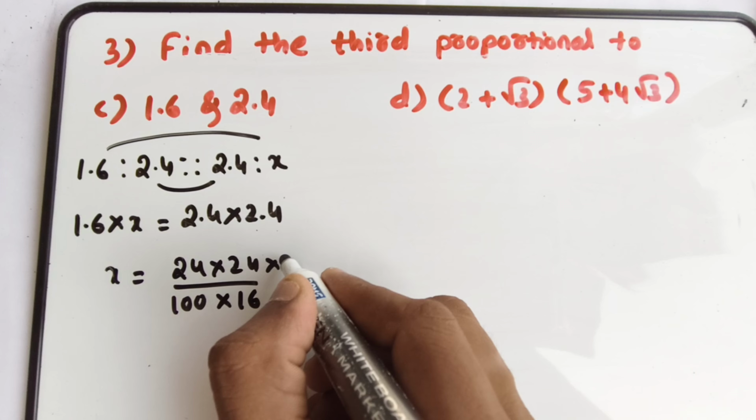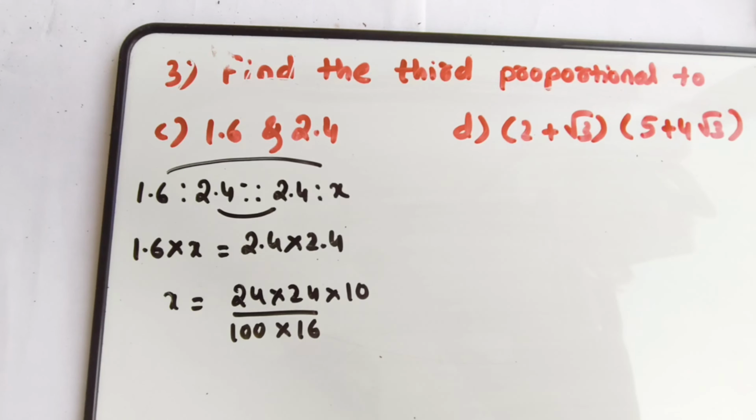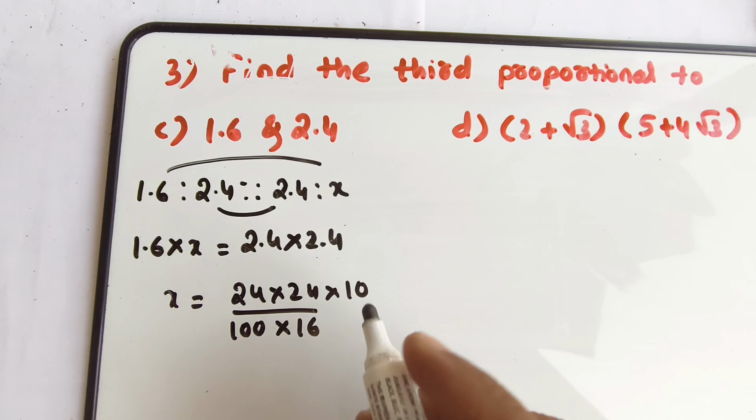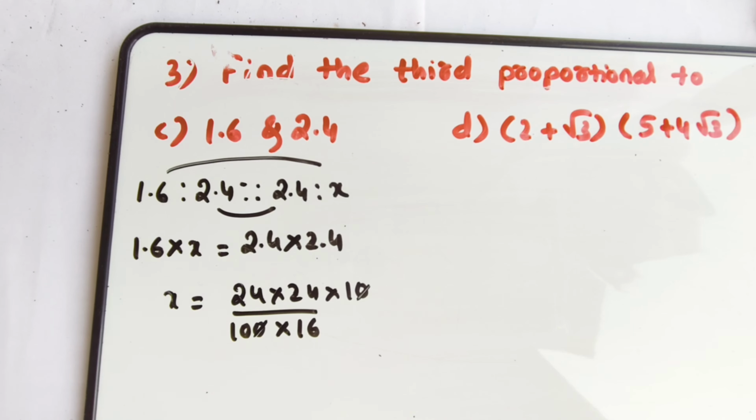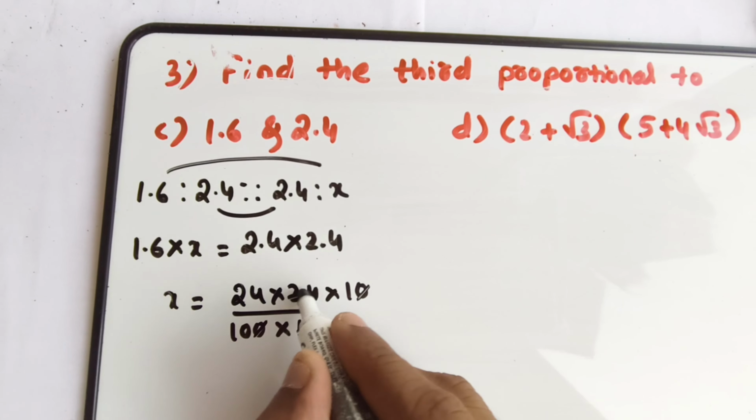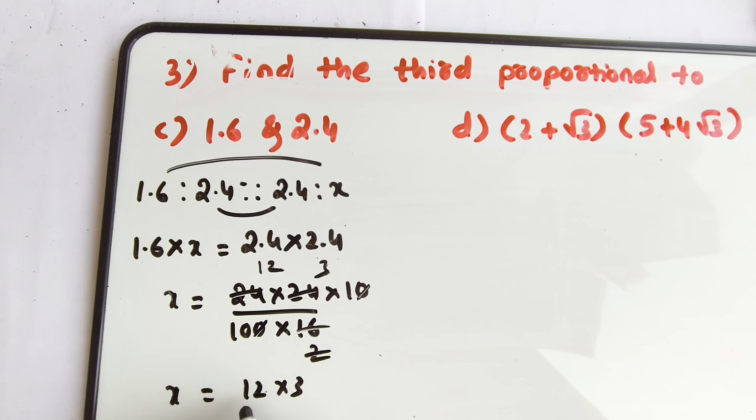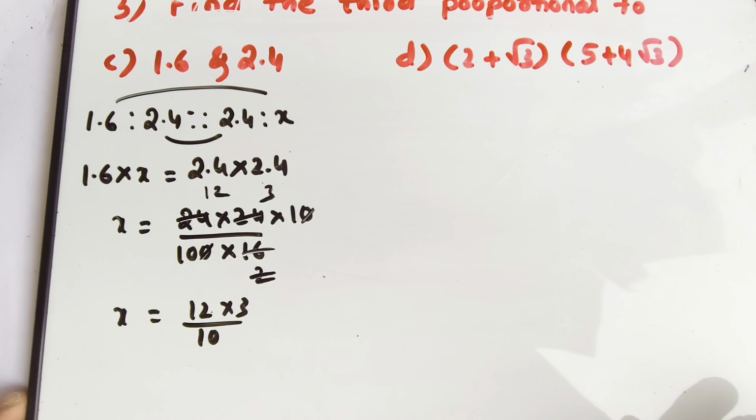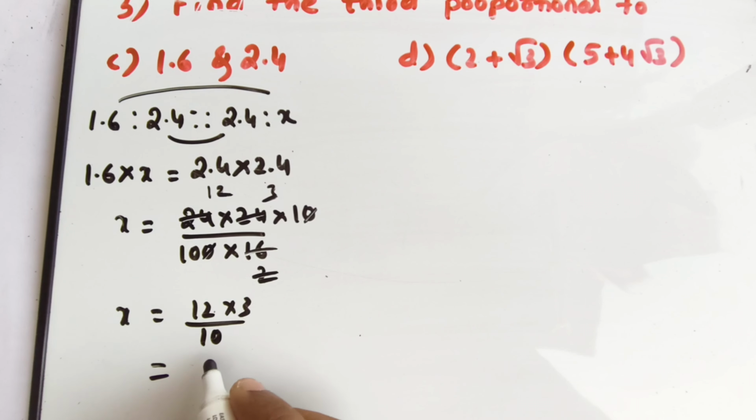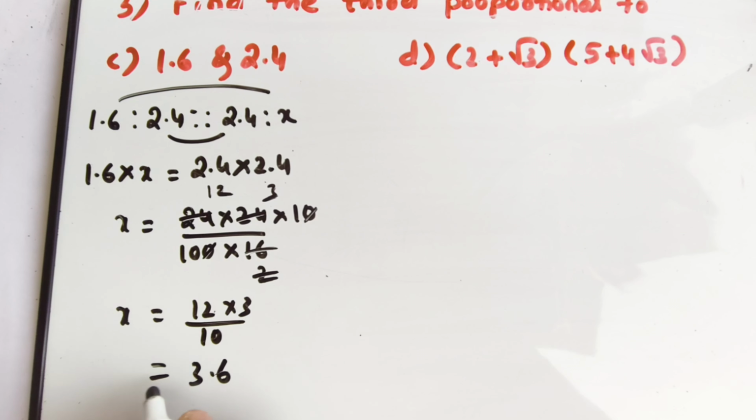16 by 10. 10 will go to the numerator. 10 and 10, I'll cancel here. Again you cancel now. 8 2s are 16, 8 3s are 24, 2 1s are 2. 2 12s are 24, 12 3s are 36 divided by 10. That is 3.6. The answer is 36 by 10, which is 3.6.